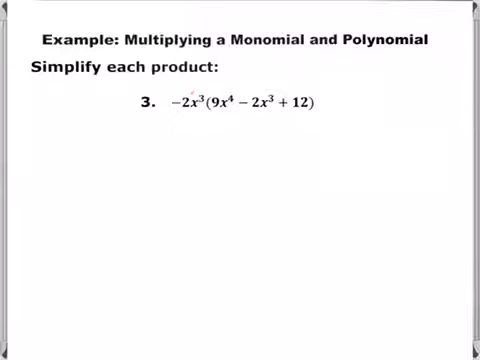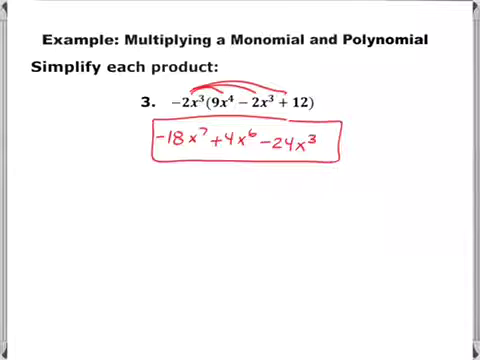Example 3, same idea. We're going to distribute the negative 2x cubed throughout the quantity, 9x to the fourth minus 2x to the third plus 12. So negative 2 times 9 is negative 18. X cubed, x to the fourth become x to the seventh. Negative 2 times negative 2 is positive 4. X cubed and x cubed become x to the sixth. Negative 2 times 12, negative 24, x to the third. And that's your answer. So you're just distributing the monomial throughout the polynomial.